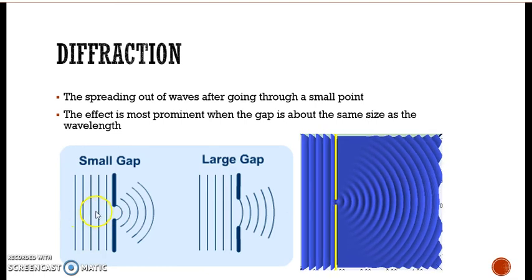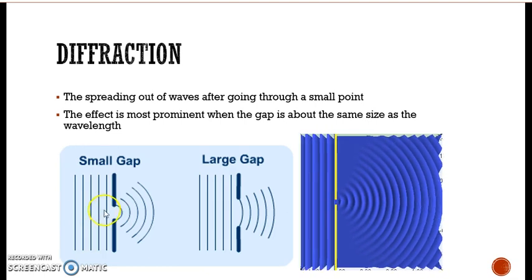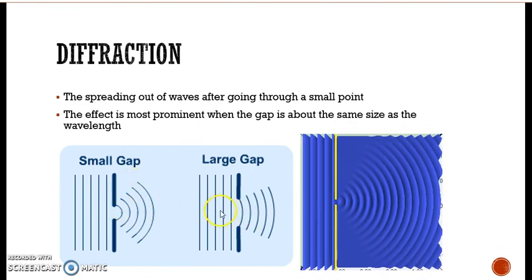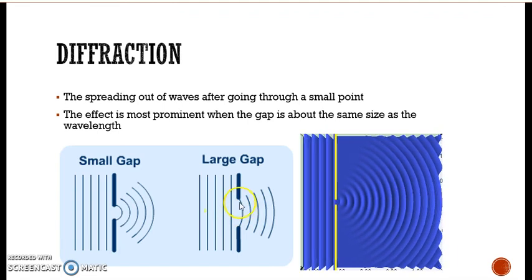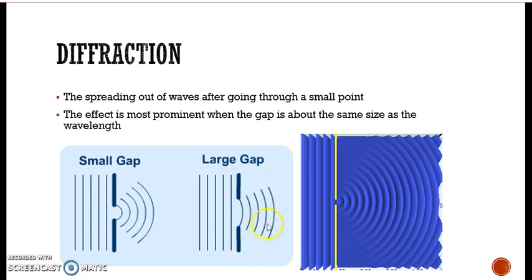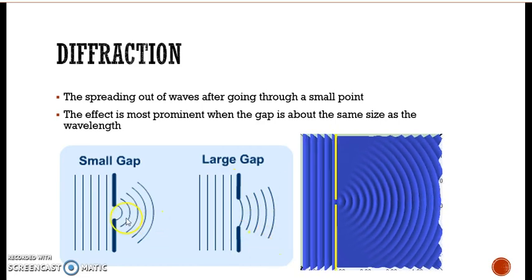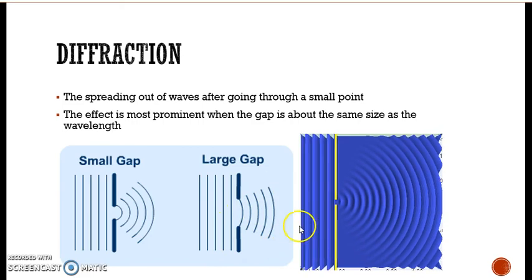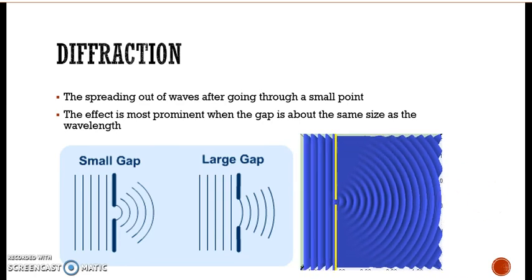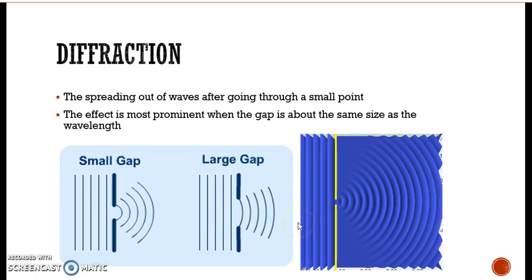As you can see, the gap here and this wavelength are almost the same size, and that increases the effect. But if it's a large gap, the wavelength is smaller than the gap, and then it will look like this, where it's not as prominent, not as curvy, a bit less. This one has about the same wavelength as the gap, so it's curving really outwards, like circles.